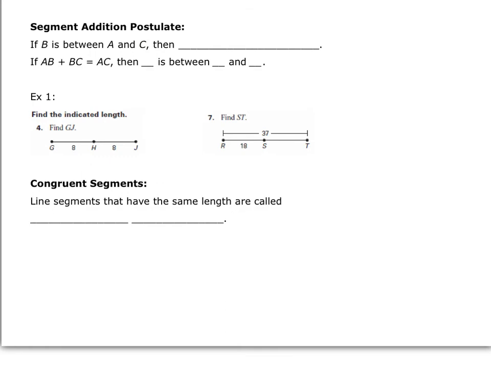So now some examples of how you would apply the segment addition postulate is this. Look at this example 1 right here. It says find the indicated length. So we have to find GJ. Now what I also want you to start paying attention to is how this is written out. Anytime you see just the letters, any letters, and they don't have a bar over the top, this is going to represent length.